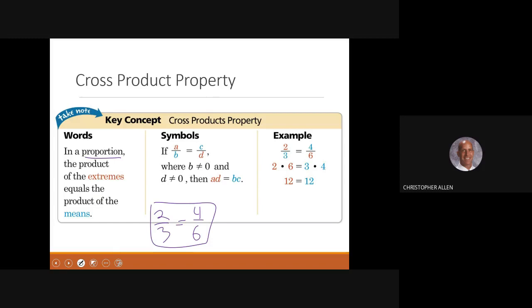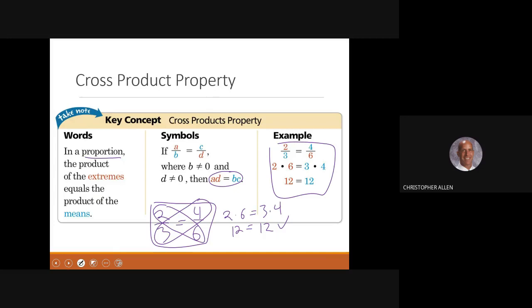And what the cross product tells us is if we cross multiply, in other words, if I take 2 times 6, it has to equal 3 times 4. Oh, by the way, what is 2 times 6? Well, that's 12. What is 3 times 4? That's also 12. So that's what this cross product tells us. If A is to B as C is to D, then AD is equal to BC. And again, over here, here's the example I did. I just did it for you, just so you can kind of see it happening in real time.